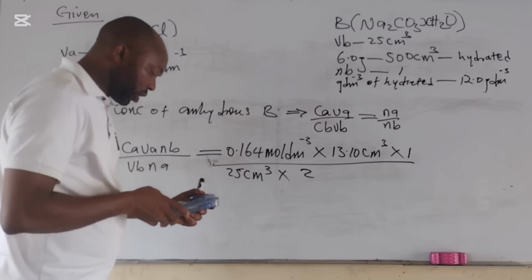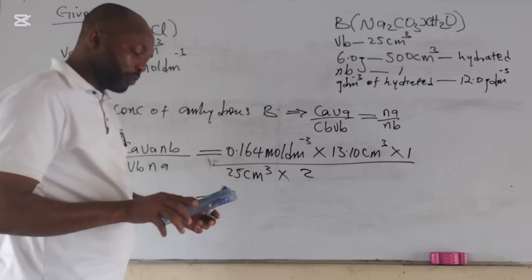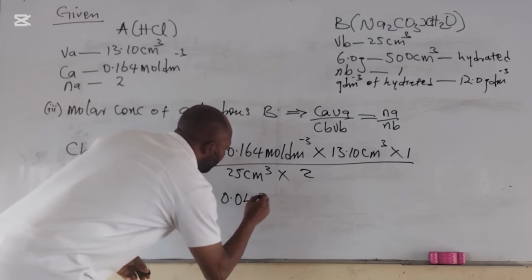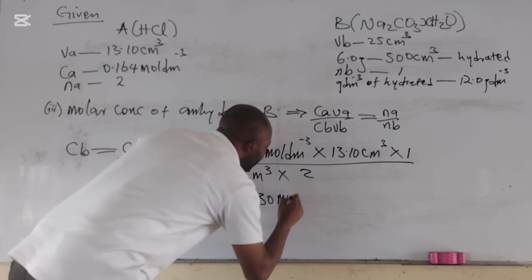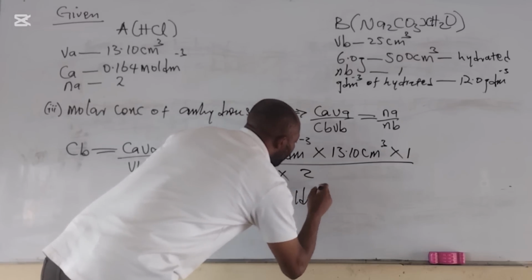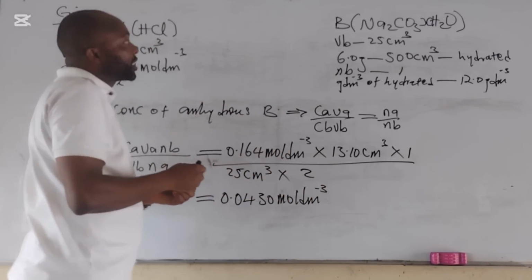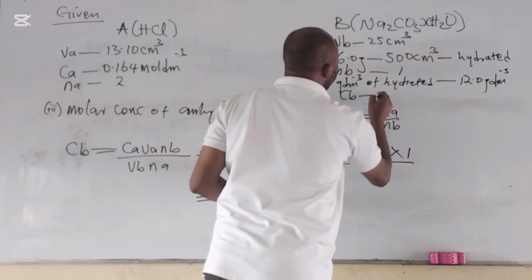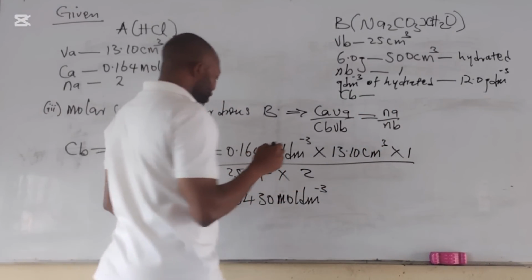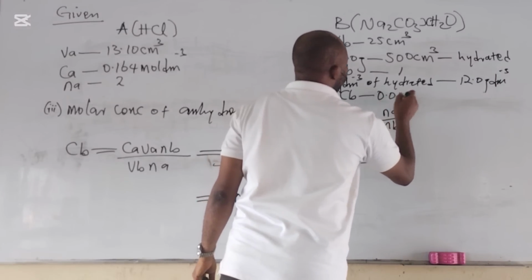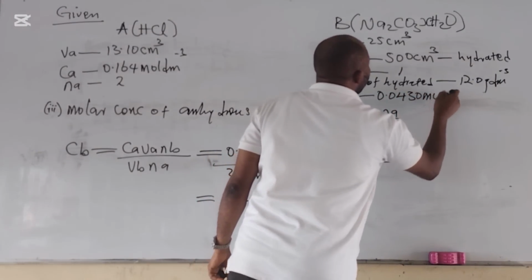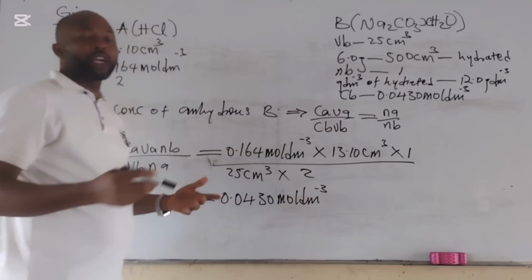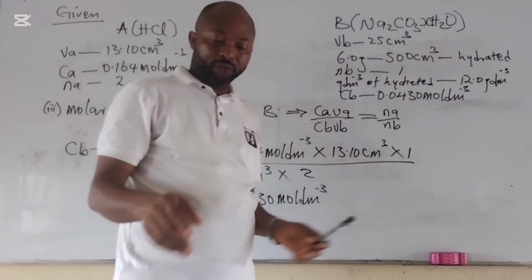0.0430 mole per dm3. So now we've gotten the concentration of the base. I call this CB, which is 0.0430 mole per dm3. So gradually we're getting the variables and we move on.